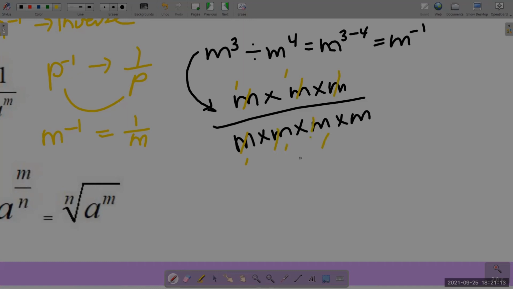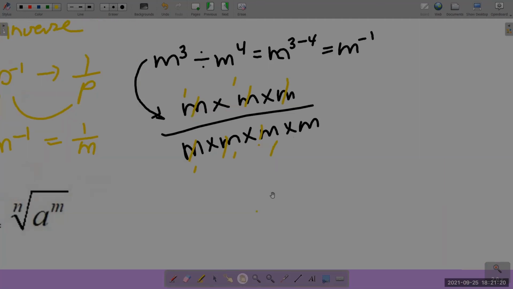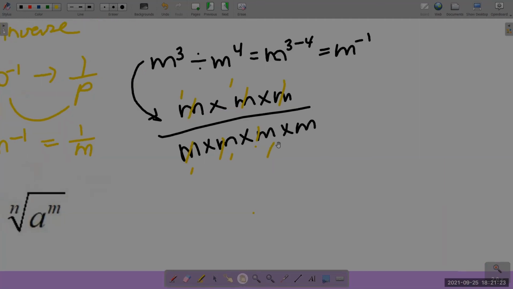Can I cancel again? Yes or no? No, because I have no more M's. You must have an M on the top and the bottom. You must have a common entity on the top and the bottom to cancel. So I don't have any more M's on the top. What do I have at the top? 1 times 1 times 1 is 1. And then on the bottom you have 1 times 1 is 1, 1 times 1 is 1, and 1 times M is M. So you see how we end up proving that these two things are the same thing? Everybody see that? This is the proof.